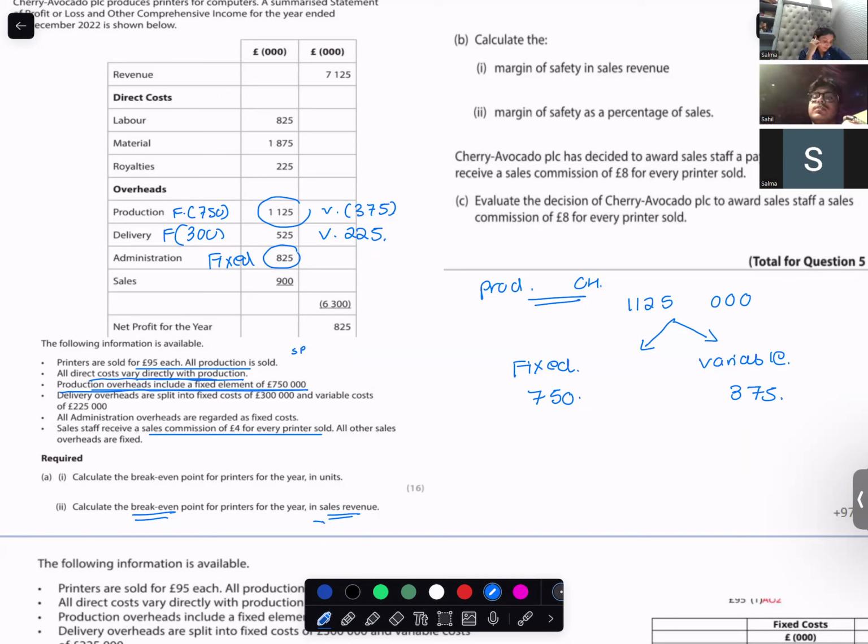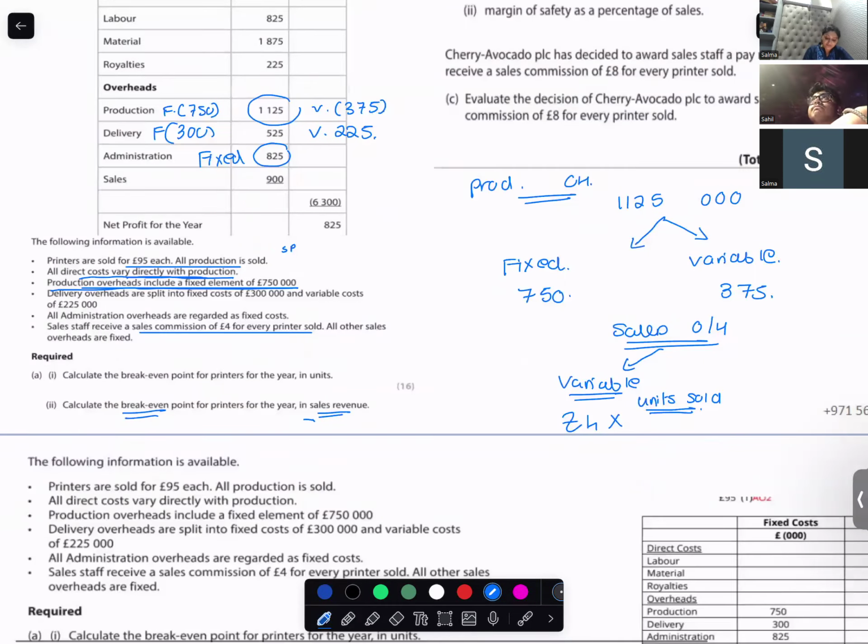Sales staff receive a sales commission of £4 for every printer sold. All other sales overheads are fixed. So the sales overhead has a fixed part and a variable part. What is variable? It will be £4 for every unit sold, and I do not know the units sold. Do I know the units sold?